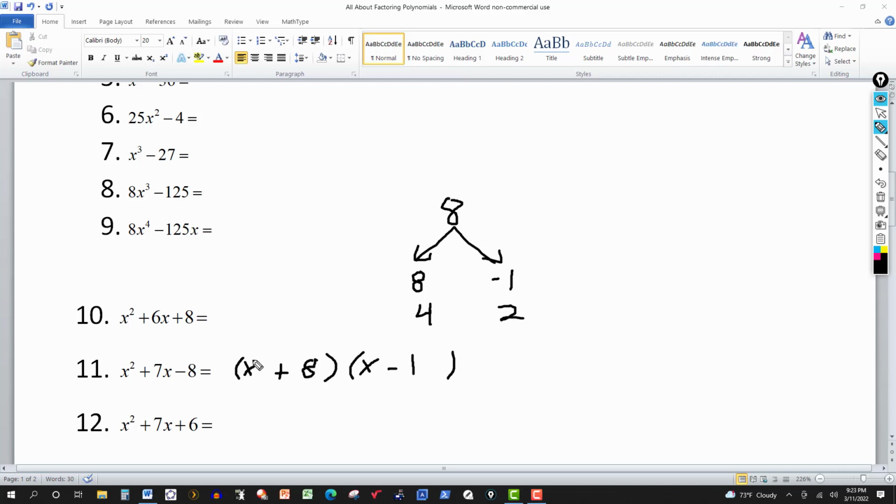Double check using your FOIL method. So multiplying the first terms, x times x is x squared. Multiplying the outer terms and the inner terms, so 8x and a minus x is 7x. And multiplying the last terms, 8 times minus 1 is a minus 8. That checks. That's your factored form.